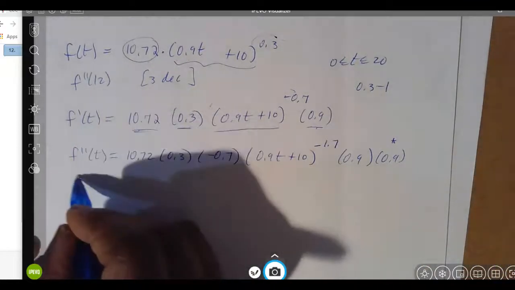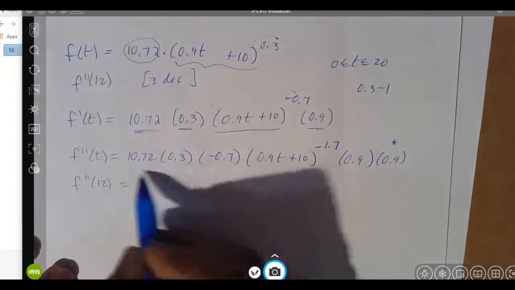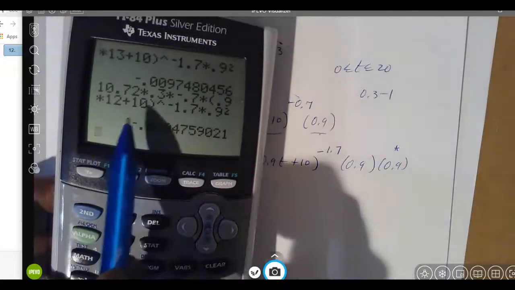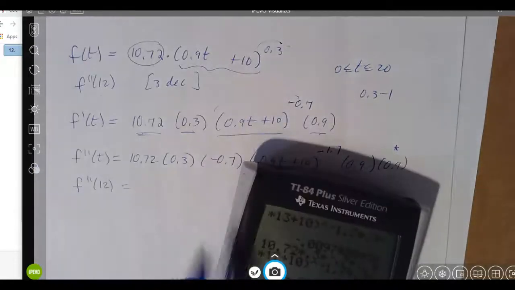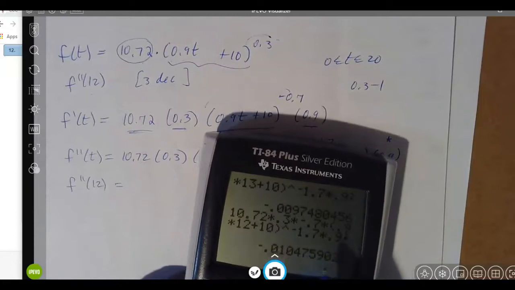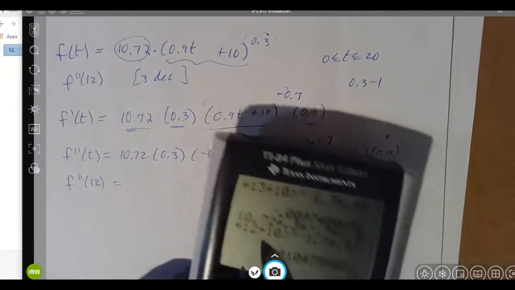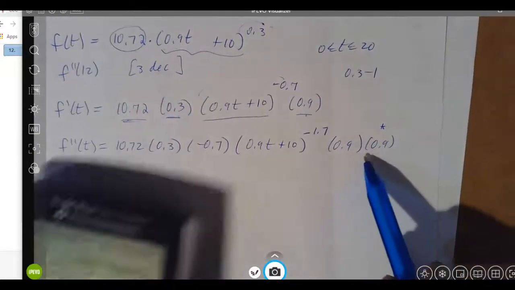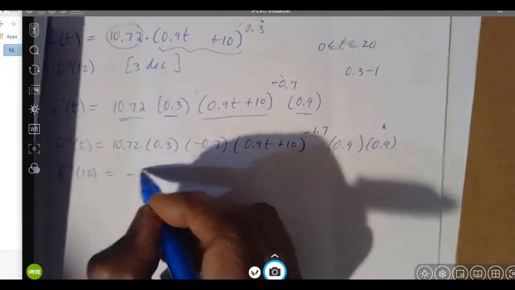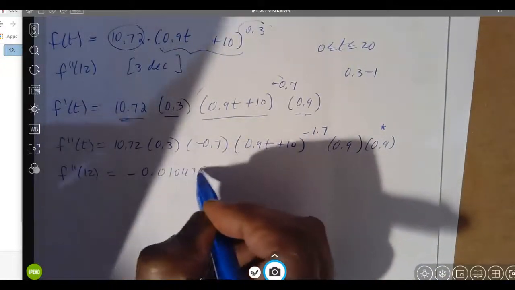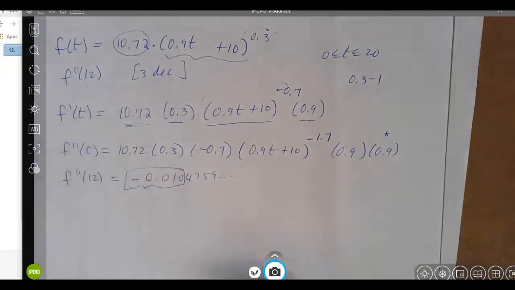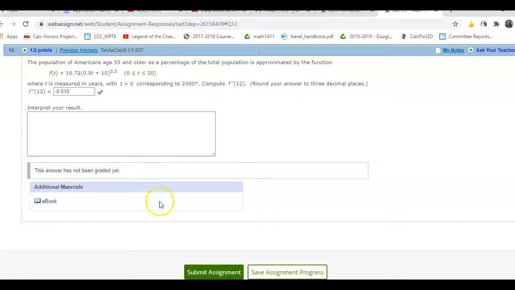Next, I need to plug in 12 for t, so f double prime at 12, and I'm going to stick that into my calculator, and this is what I get. So 10.72 times 0.3 times negative 0.7, and then (0.9 times 12 plus 10) to the negative 1.7, and then this 0.9, I just typed it in as squared. And I'm getting negative 0.010475, etc. To 3 decimal places that would just stop there. And this is the answer that you saw that I had typed in earlier.